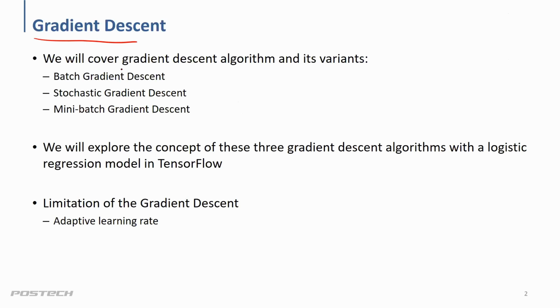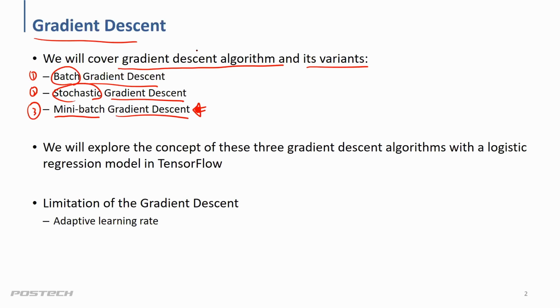we're going to cover the gradient descent method and its variants. As you can see, all of them are gradient descent, but here we have batch gradient descent, another one is stochastic gradient descent, and the last one is mini batch. I'm going to explain them one by one, and in the end, we're going to use mini batch gradient descent a lot.